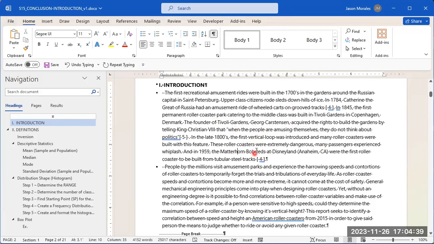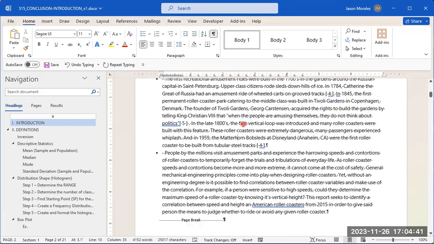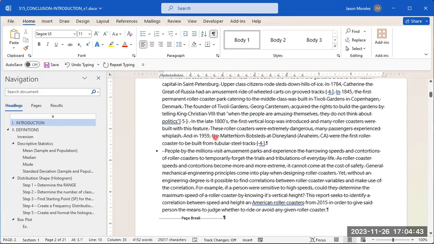Okay, so this is a little bit of history about roller coasters. But of course, my report isn't a history lesson. So that's what my second paragraph is about. So I said, people by the millions visit amusement parks and experience the harrowing speeds and contortions of roller coasters to temporarily forget the trials and tribulations of everyday life. Okay, so I just kind of came up with that on my own.